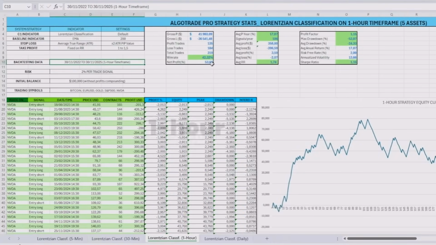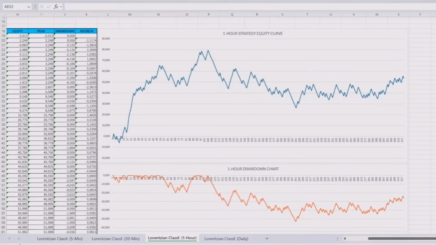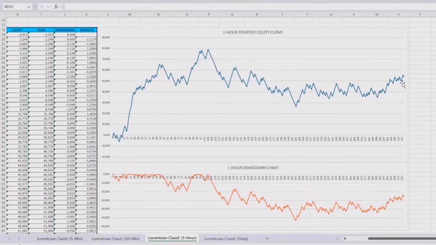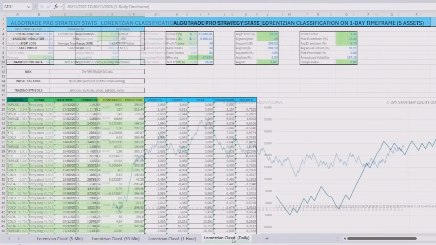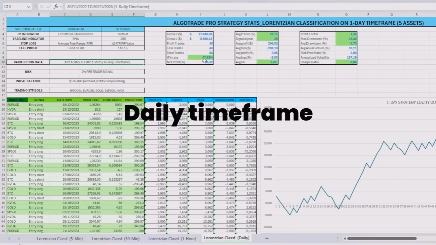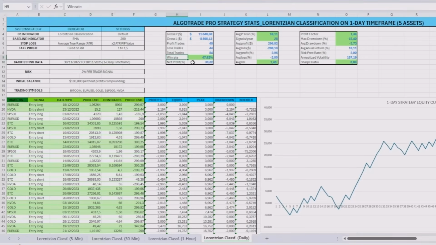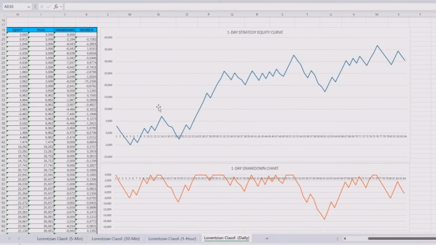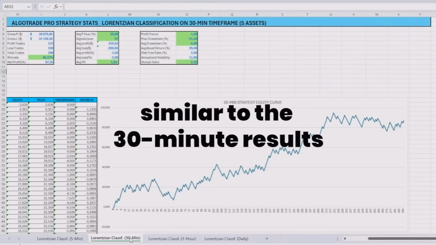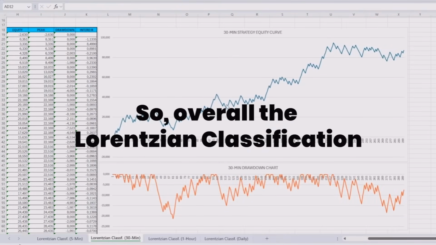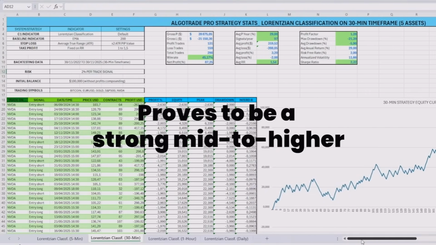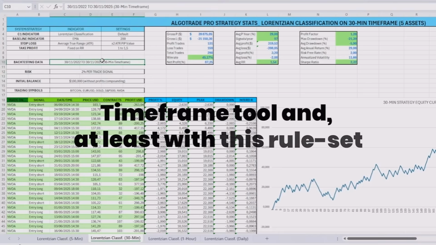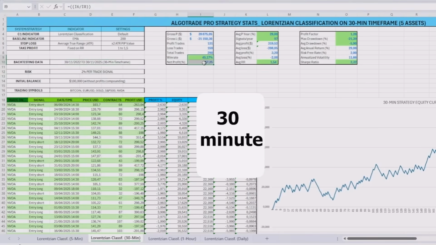Then, on the 1-hour chart, the performance is still positive, with a win rate of around 42% and a 50% gain, but the curve is flatter and shows more lateral movement, which implies that adding a second filter could improve the system significantly. And finally, on the daily time frame, the strategy delivered a 47% win rate and a solid 30% profit, with very healthy drawdown levels and a smooth equity curve similar to the 30-minute results. So, overall, the Lorentzian classification proves to be a strong mid-to-higher timeframe tool, and, at least in these conditions, the 30-minute chart stands out as the sweet spot.